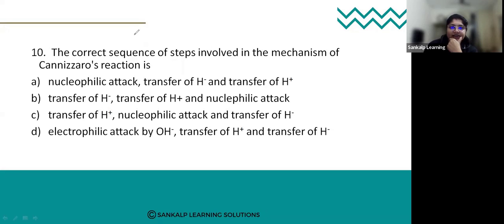If I write the reaction, this is our aldehyde, formaldehyde. It is first attacked by an OH minus ion. How does this attack take place? It will attack the carbonyl carbon and polarize the bond. So this is a nucleophilic attack by OH minus. First, the nucleophilic attack takes place.